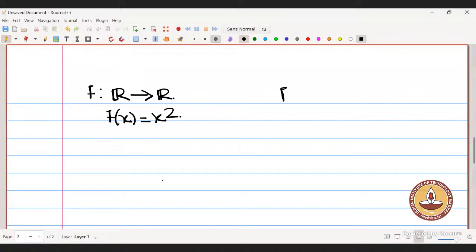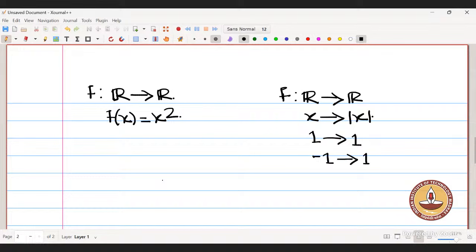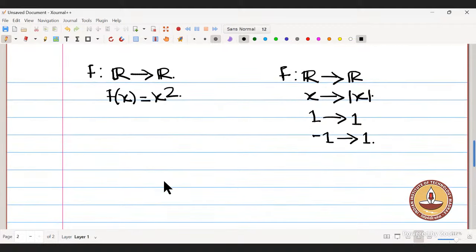And again, you take the same domain and codomain, R to R, and here x goes to modulus of x. What about this map? This is also not 1-1, because again, the same logic: 1 goes to 1, minus 1 goes to also 1, right? So these are the standard examples where you can show that these functions are not 1-1. Now, if I consider, let's say this function.